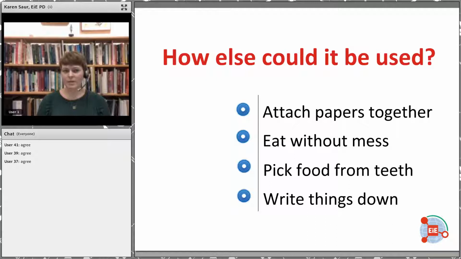How else could it be used? So if your technology could solve one of the problems on this list, can you think of ways that we can possibly use it to solve any of these other problems on the list?